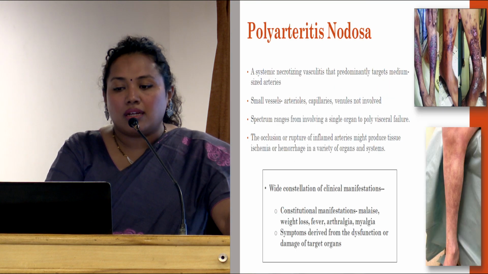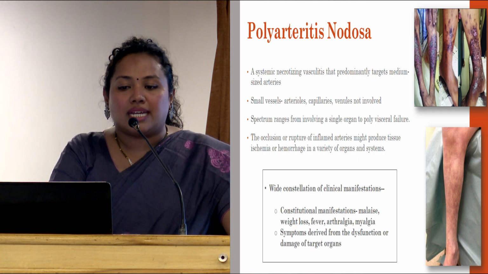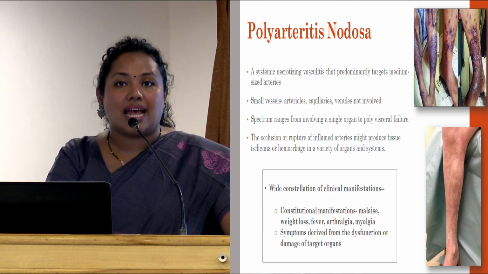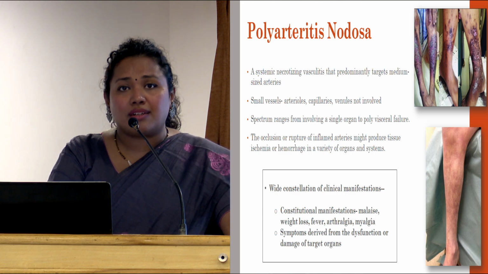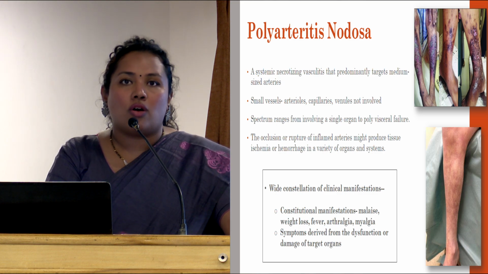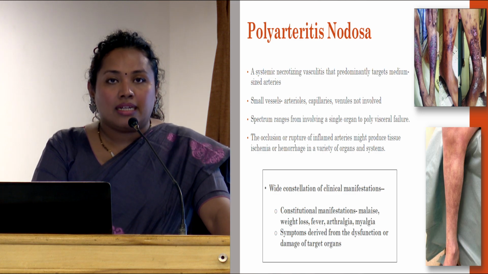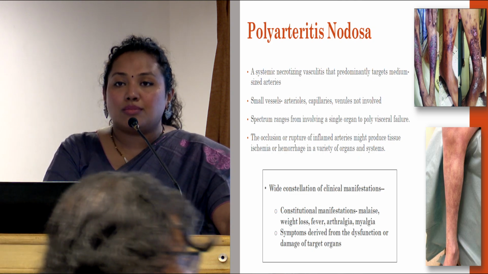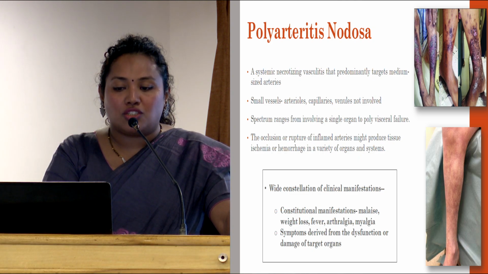It is a systemic necrotizing vasculitis that predominantly targets the medium-sized arteries. The small vessels, that is the arterioles, capillaries and venules, are not involved. The spectrum can range from involving just a single organ to polyvisceral failure, so multiple organ involvement can be seen. There can be occlusion or rupture of the inflamed arteries, and this might produce ischemia and hemorrhage, causing organ damage.